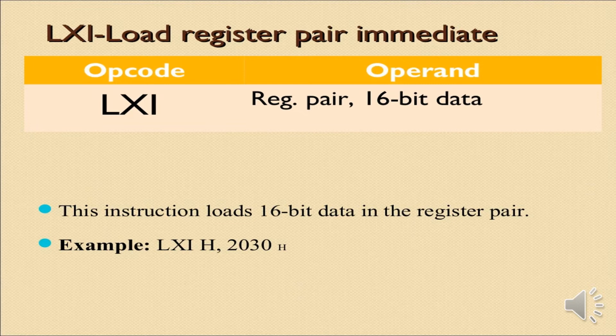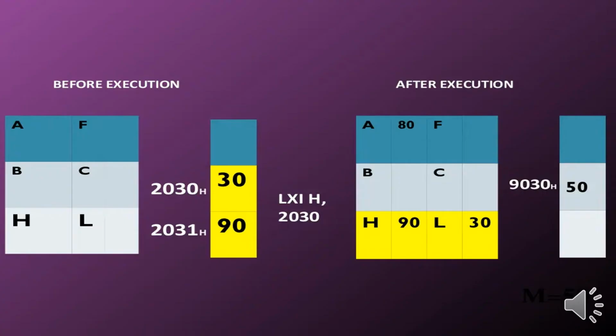Example: LXI H, 2030H. Here we load the 2030H data directly into the HL register pair. Before the execution, the HL register pair holds 30 and 90. After the execution of LXI H, 2030H, the register pair is loaded with H of 90 and L of 30.